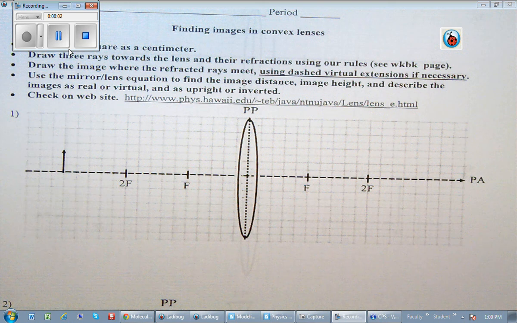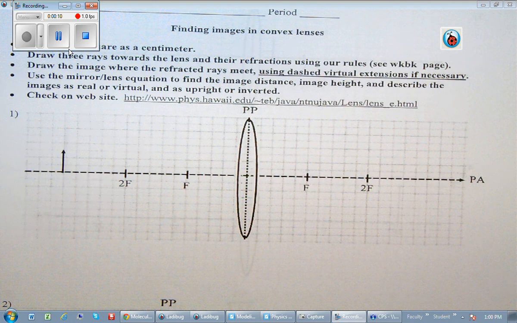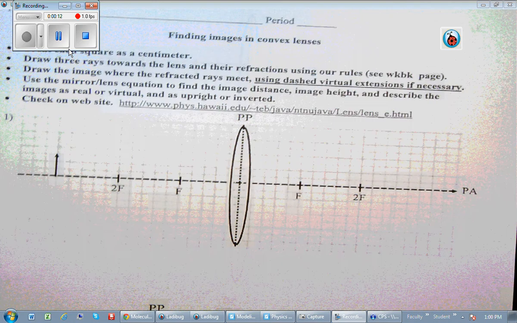Well, welcome to another video lesson. This one in particular, I'm going to try to squeeze in several things. Mainly it's how to draw ray diagrams for converging lenses.